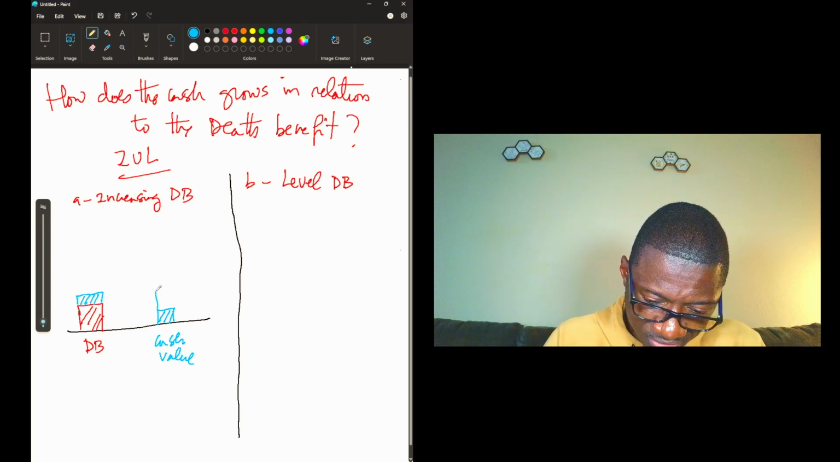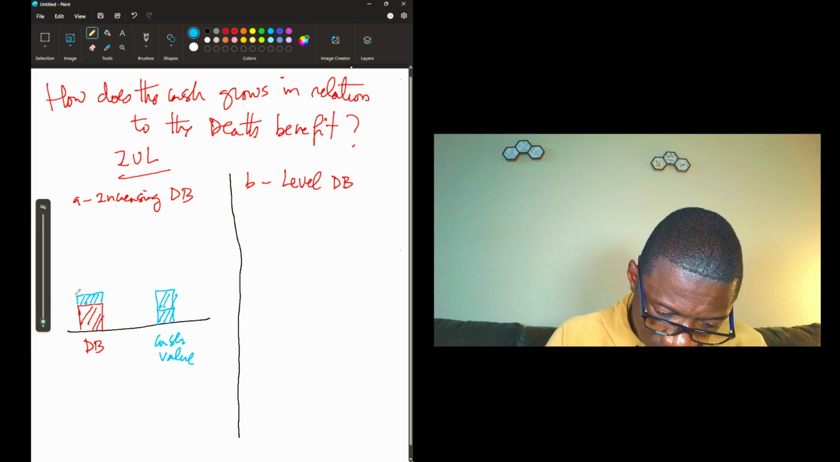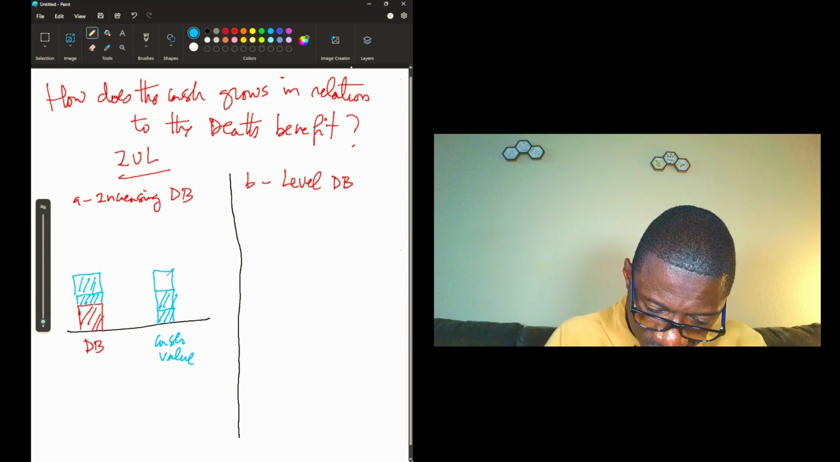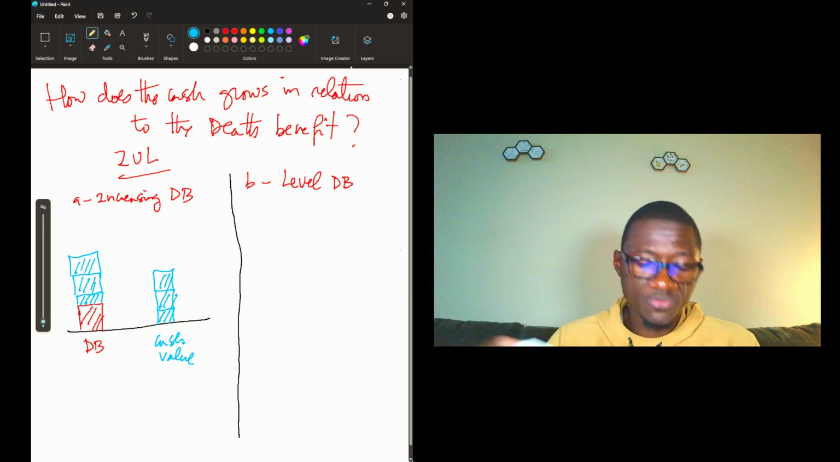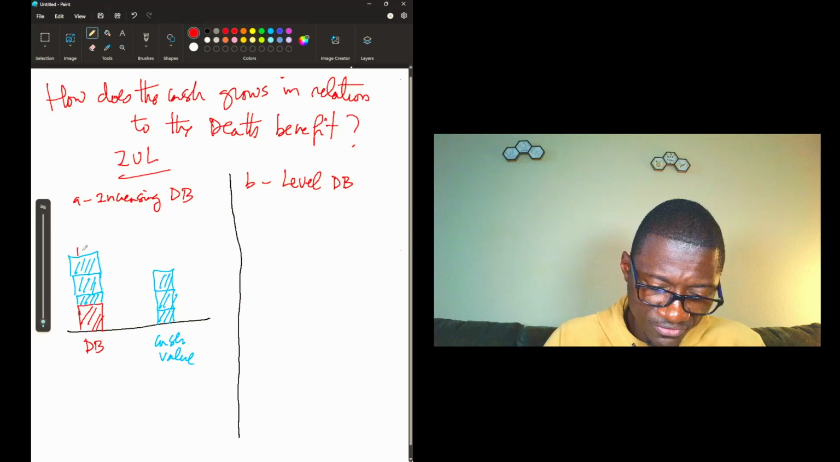Then it grows more. This guy grows more. Then it grows again. I think you get the point. So now, if you pass away, your beneficiaries get this one.